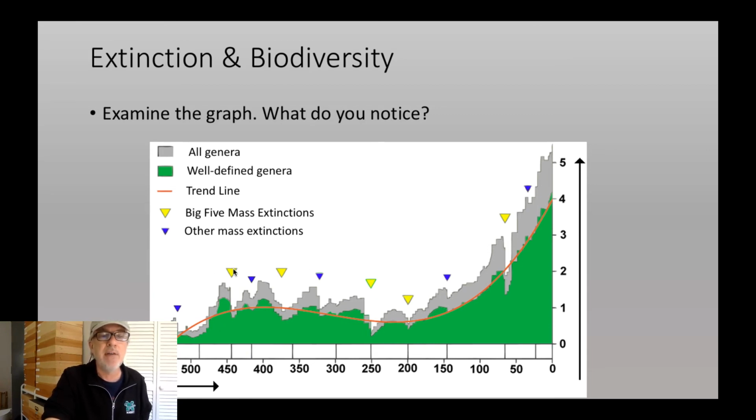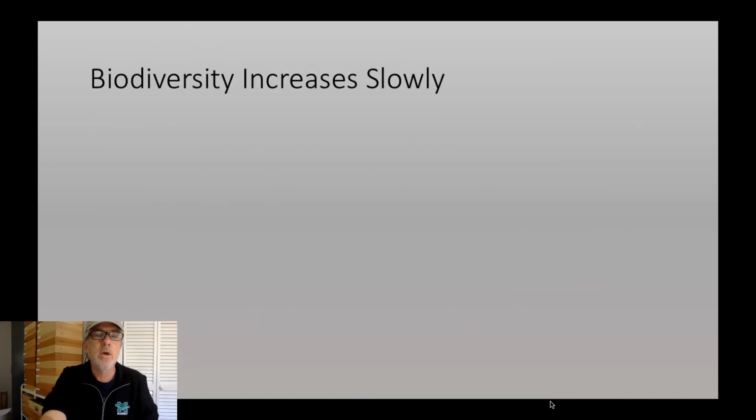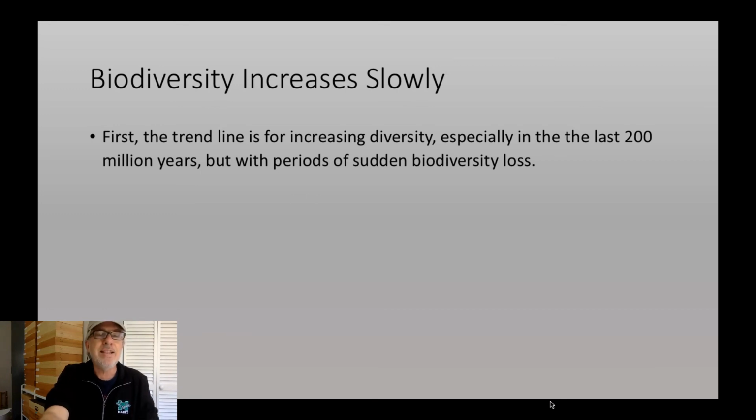And the big 5 are the yellow ones: 1, 2, 3, 4, 5. What else can we learn about these 5 mass extinctions from the fossil record? The first thing is the trend line is for increasing diversity, especially in the last 200 million years, but with sudden periods of biodiversity loss.